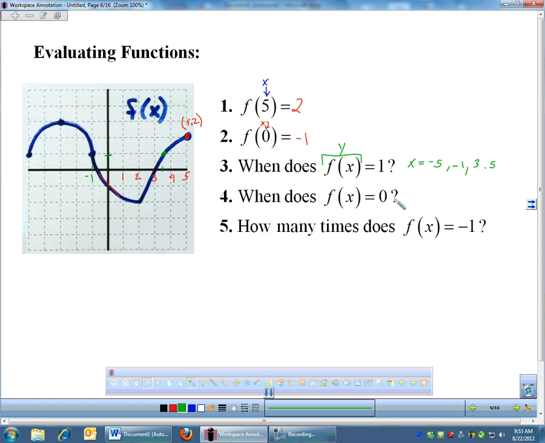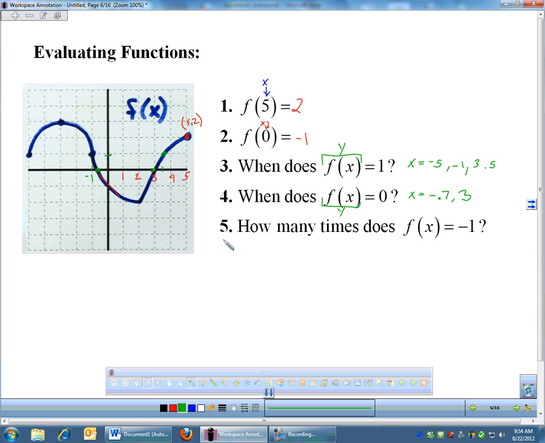When does f of x equal 0? Again, I'm telling you the y coordinate is 0. And my y coordinate is 0 means I'm on the x-axis. So I've got one right here. Looks like maybe x equals -0.7. That's a guess. And then another time when I'm on the x-axis is at x equals 3.